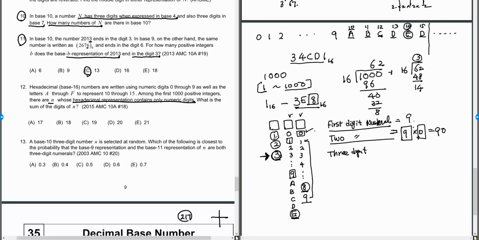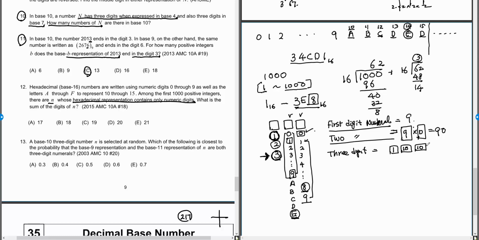First we can try 1. When the first digit is 1, there is only 1 choice. But for the second digit, how many choices are there? 1 to 9? No, 0 to 9, right? Because the first digit is 1, the second digit can be 0. So that is 10 choices, and another one is 10 choices. They are all numerals. So how much?